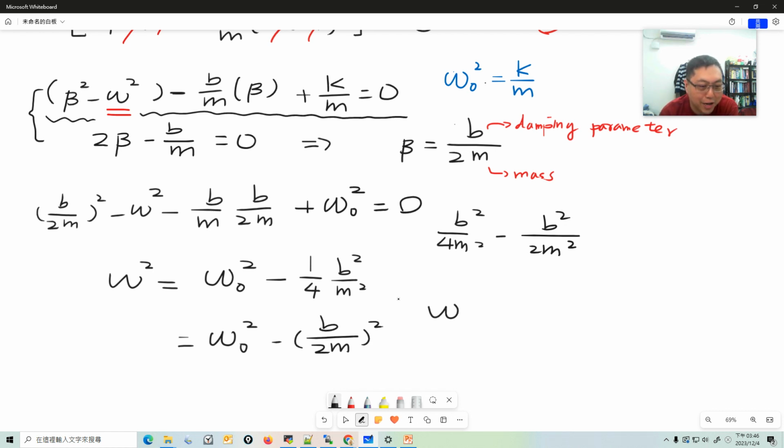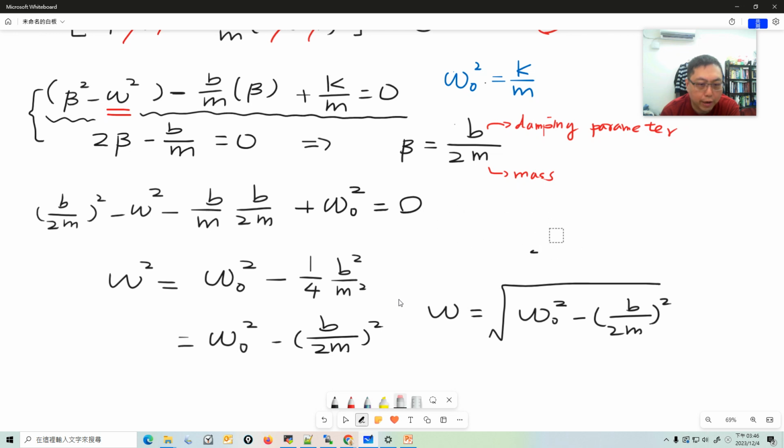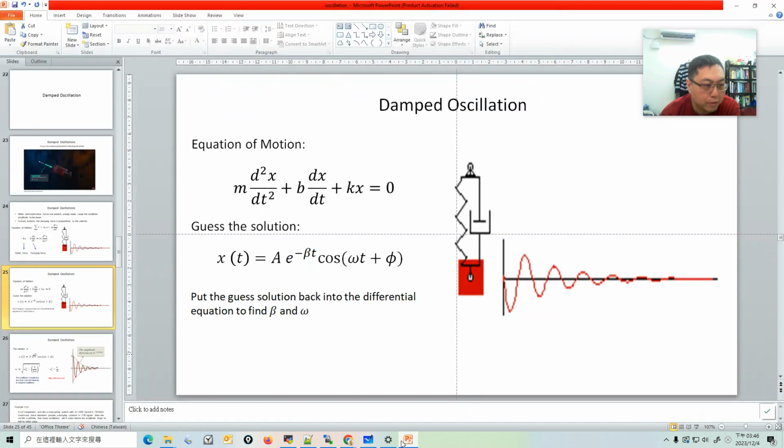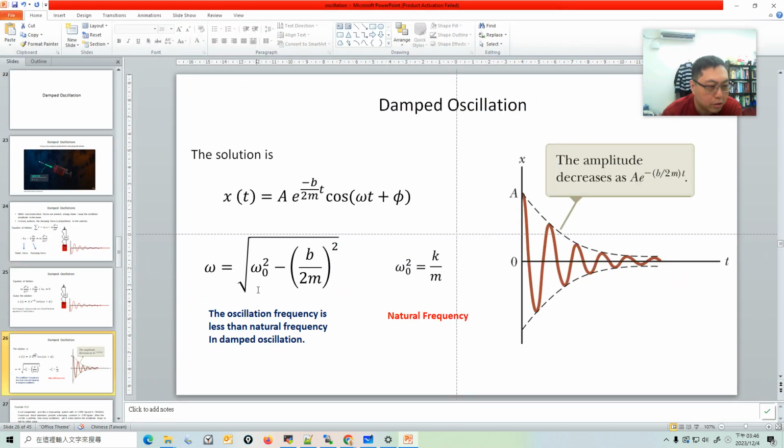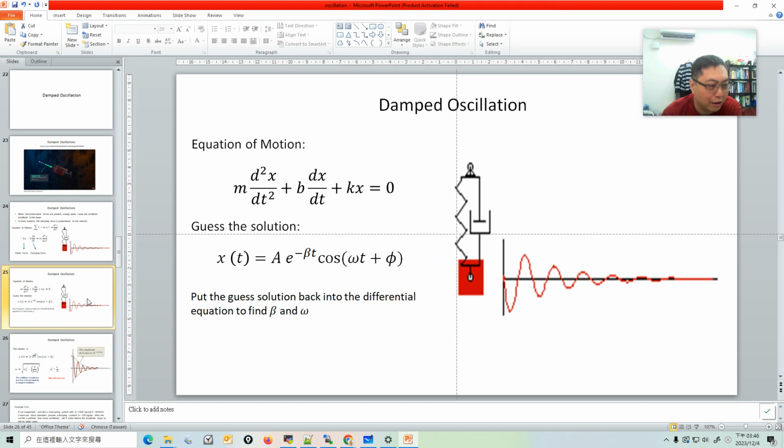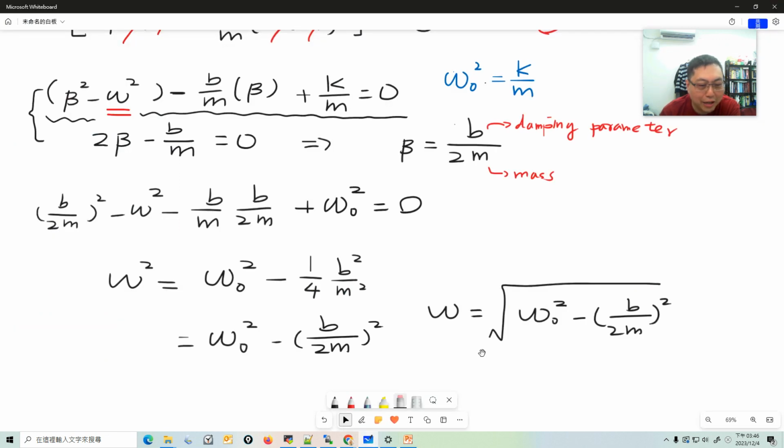Okay, so our omega is the square root of omega 0 squared minus b over 2m squared, right? I think this is the right answer. Let's go back to PowerPoint. Did I get the right answer? Yes, it's the right answer. Okay, we finally find omega.